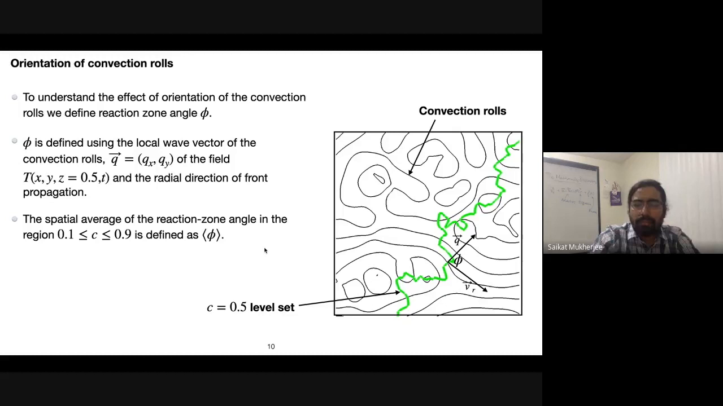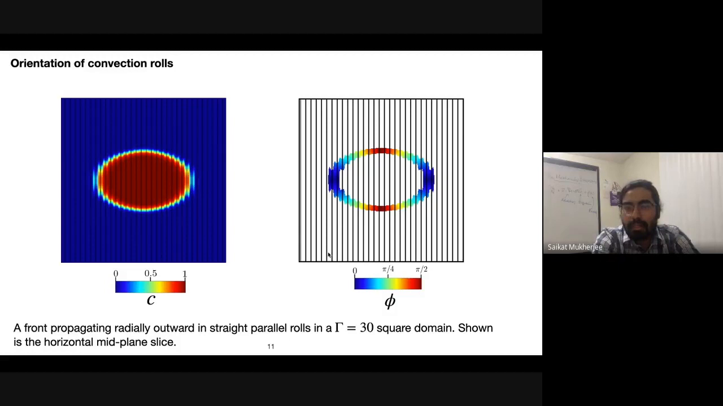To visualize how phi is important, consider this. Consider a field of straight parallel convection rolls, and you have a radially propagating front that's propagating outward. Now, the regions of the front aligned with the convection rolls speed up, whereas the front's direction which is perpendicular to the convection roll direction does not speed up. And that's why our initial circular front becomes an ellipsoidal kind of shape, because of the asymmetric contribution of the fluid velocity.